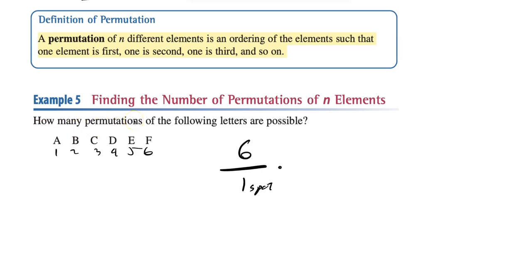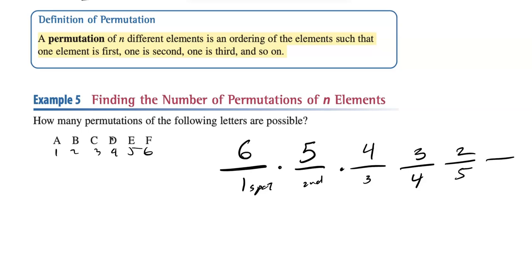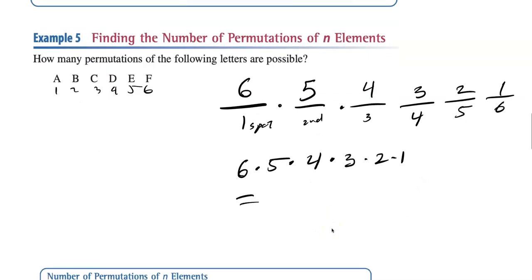So 6 choices. In the second spot, I already selected one of the letters, let's say I selected A, so now there are only 5 possibilities. In the third, there are 4 possibilities. In the fourth, there are 3. In the fifth, there are 2. And in the sixth, there is 1 possibility. So the way you rearrange things is just multiply down: 6 times 5 times 4 times 3 times 2 times 1, which is 6 factorial, also known as 720.